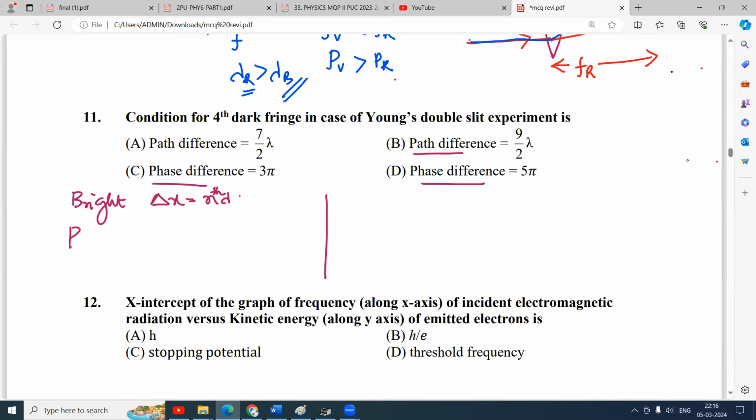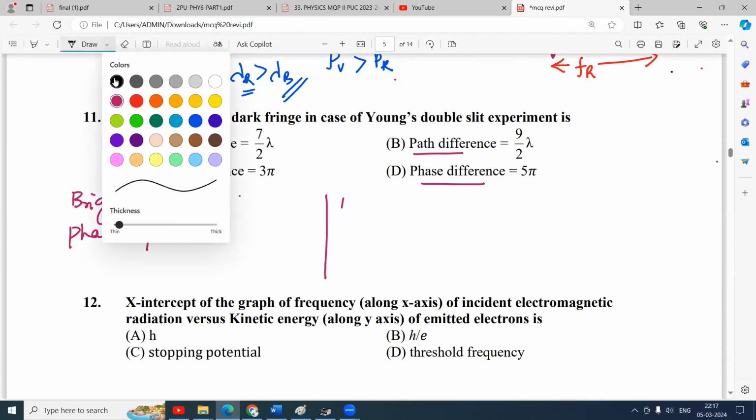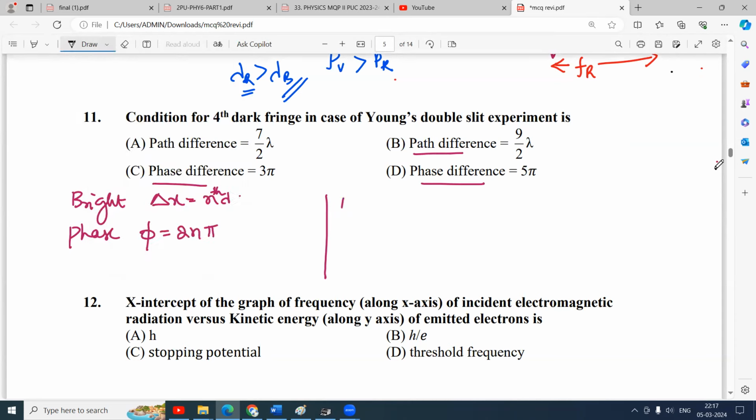What about phase difference? Phase difference is equal to 2n pi. You know this. It should be 2n pi. N starting from 0 and n equal to 1, 2, 3 like this. 2 pi, 4 pi. It is an even multiple of pi. Now for dark fringes. So what are the conditions for dark fringes? So when you answer one question, you see the possibility of answering all the nearby questions. So what is the condition for dark?